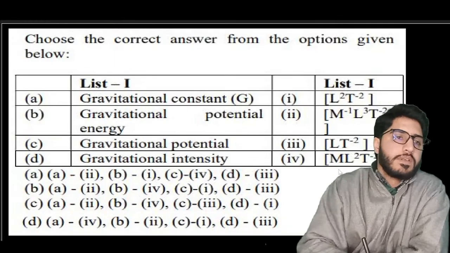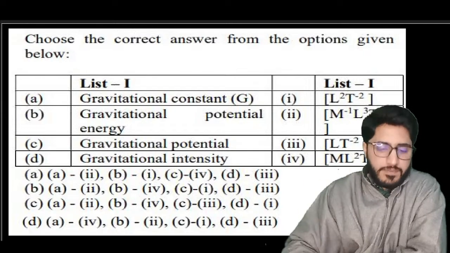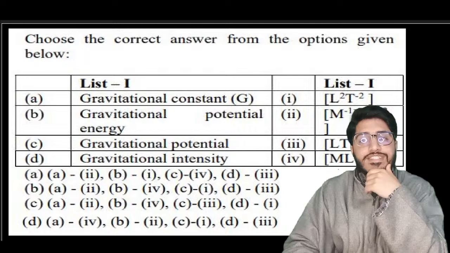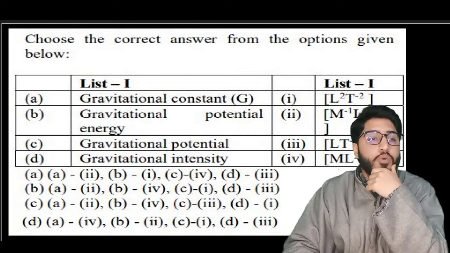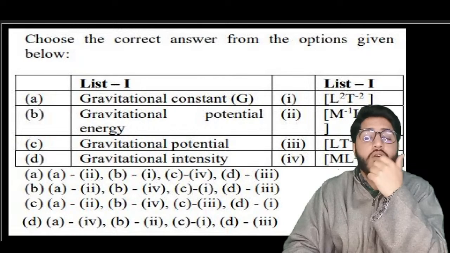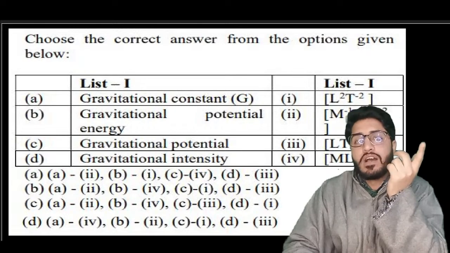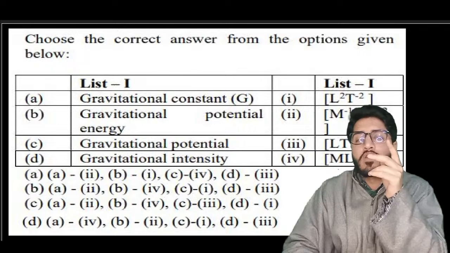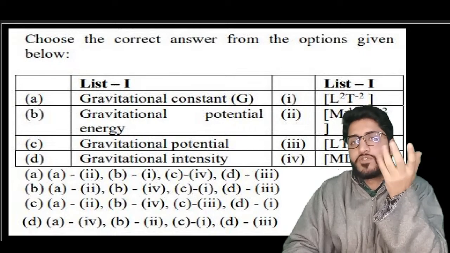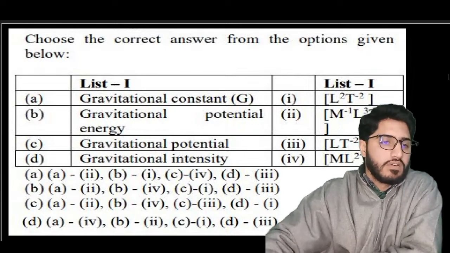Next question is all about the matching, right? So what we have now, we have gravitational constant, that is G. We have gravitational potential energy, that is U, that is G m1 m2 by R. We have gravitational potential, that is V equals U by m, right? So we have gravitational intensity, that is force by mass. So look now how we can do it.